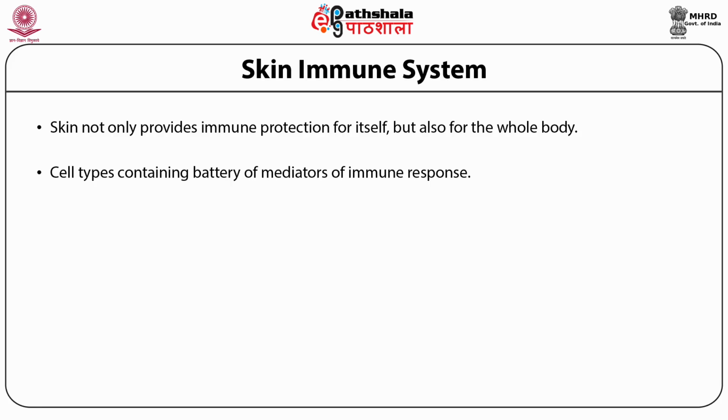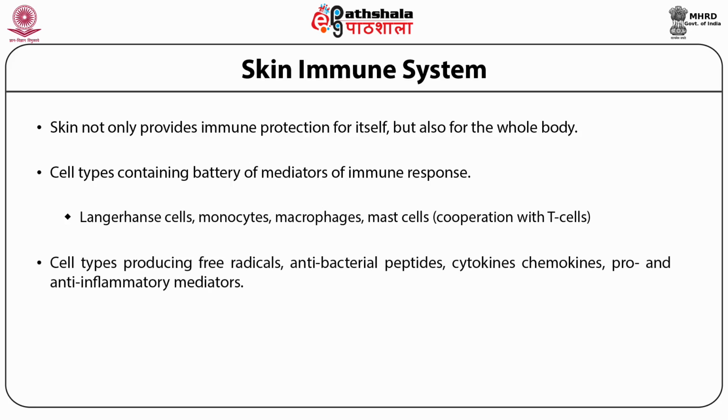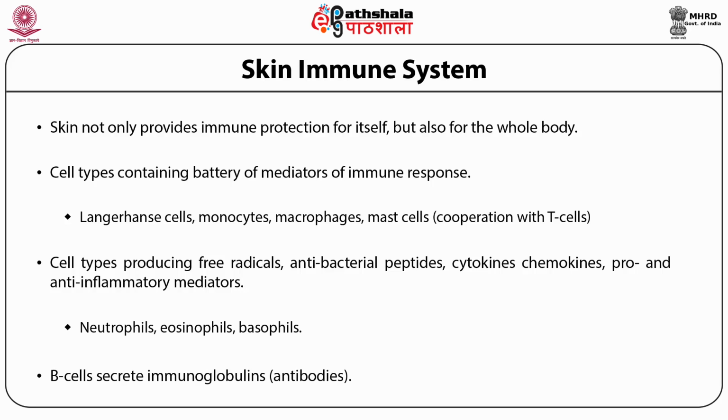The cells which are primarily involved in immunity are the Langerhans cells, monocytes, macrophages, and mast cells, which work in cooperation with the T cells. The cell types producing the free radicals, antibacterial peptides, cytokines, chemokines, and pro- and anti-inflammatory mediators include the neutrophils, eosinophils, and the basophils, while the B cells secrete the immunoglobulins, or the antibodies.